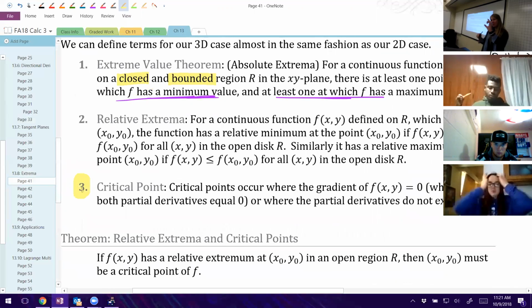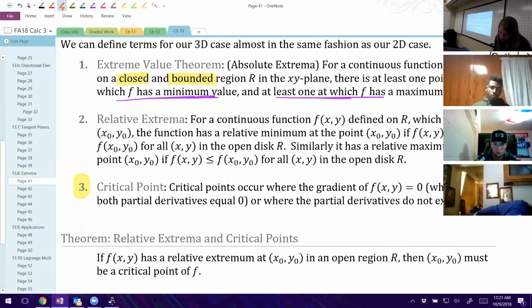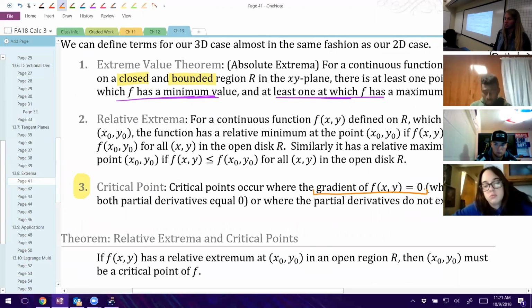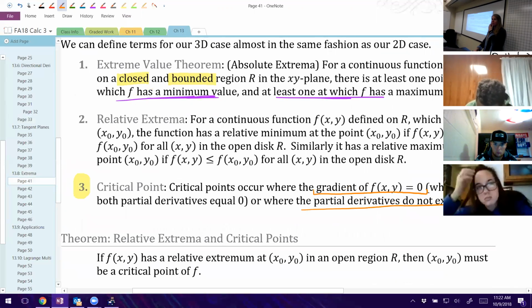But this has got a little bit more to it that's going to be useful for us in these examples, which we'll probably get to tomorrow. So critical points are going to occur at 2 places: where the gradient of the function equals 0, or where the partial derivatives do not exist. Remember critical points in Calc 1?